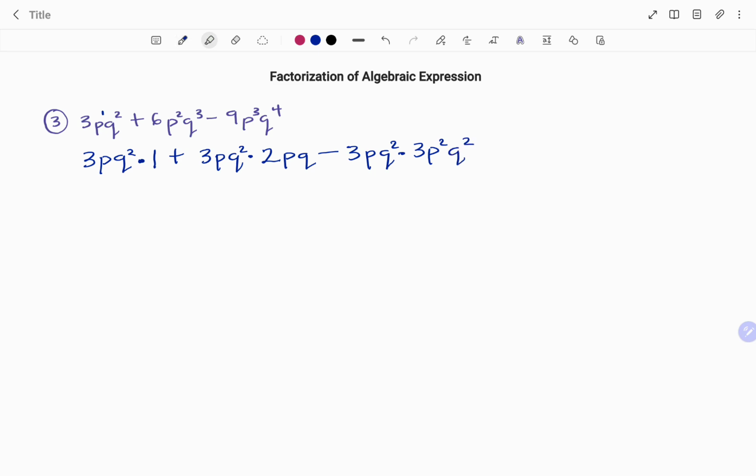I'm going to highlight the HCF, and that's the term I'm going to factorize out. So I have 3p q squared in bracket. What am I left with? I'm left with 1, 2pq, and 3p squared q squared. I'm going to write that down. 1 for the first term plus 2pq for the second term and minus 3p squared q squared for the third term. Let's look at one more example.